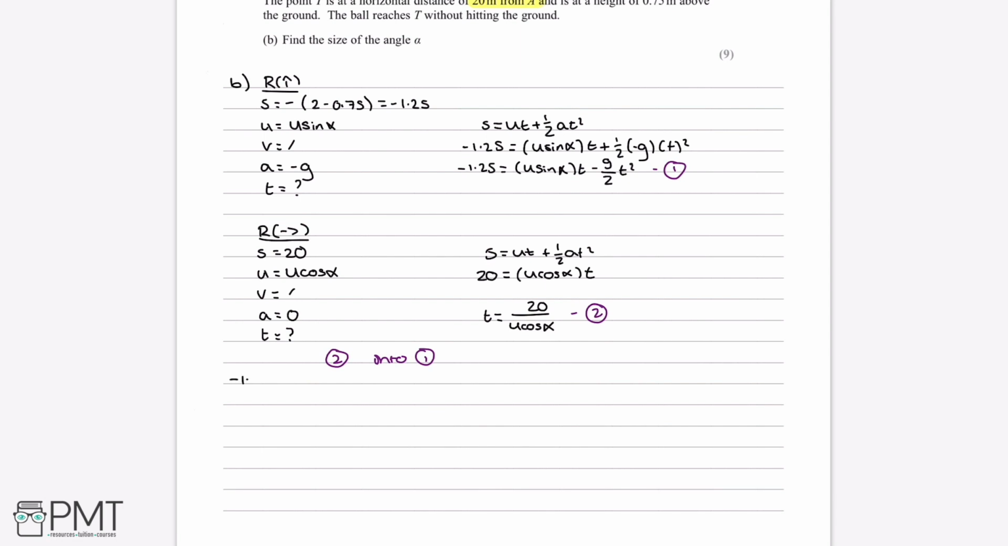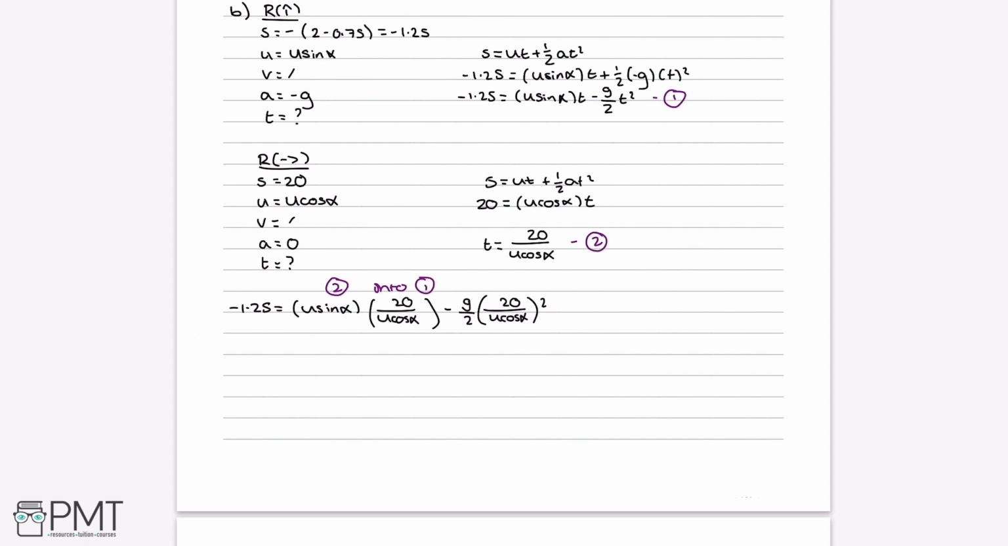So now we're left with minus 1.25 is equal to u sine alpha multiplied by 20 over u cos alpha, and then this is take away g over 2 multiplied by 20 over u cos alpha, all squared. So now if we want to simplify this a little bit to make it less complicated, we're going to end up on the right hand side with u sine alpha times by 20 over u cos alpha. And so if we've got a u on the numerator and the denominator, these are going to cancel out.